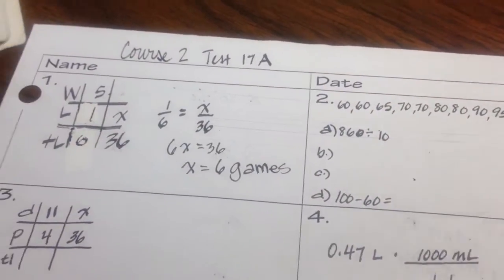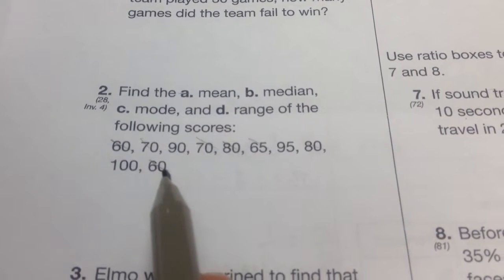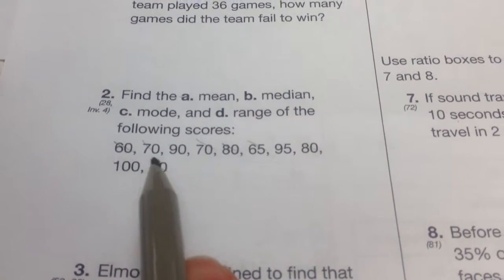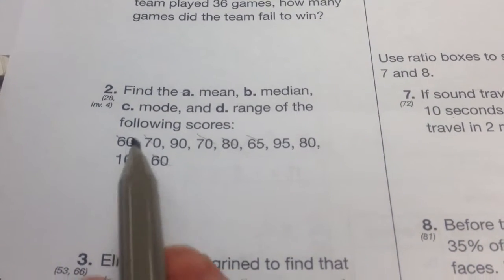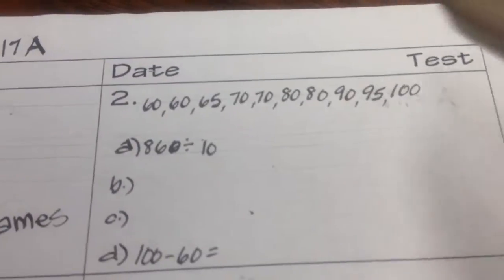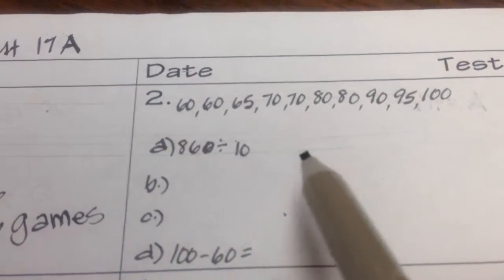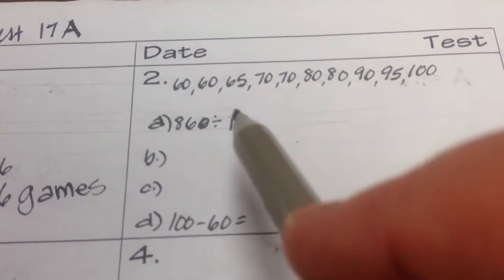All right, number 2. On the test, it's going to show you a range of numbers like this, and it wants to find the mean, median, mode, and range. And they have these numbers all not in order. So you are going to need to rewrite them on your test in order, because that's the only way you can find out the median and the mode. Well, median, not the mode so much.